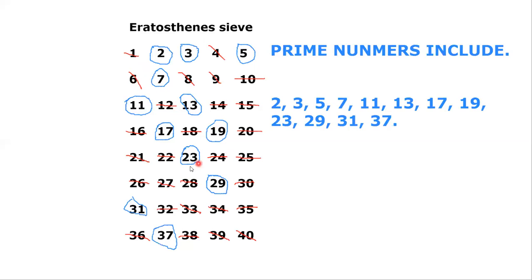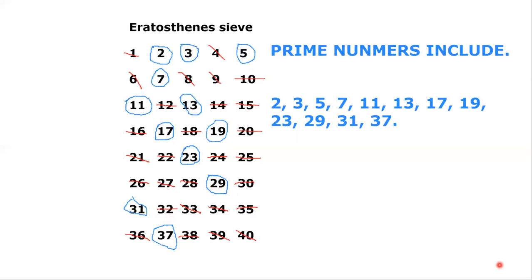You circle the next number that is not cancelled, that's 23. You cancel all the multiples of 23. You circle the next number that is not cancelled, that is 29. You cancel all the multiples of 29. Okay. Then you circle the next number that is not cancelled, that is 31. You cancel all the multiples of 31. Then you circle the next number that is not cancelled. And then you cancel all the multiples of what? 37.